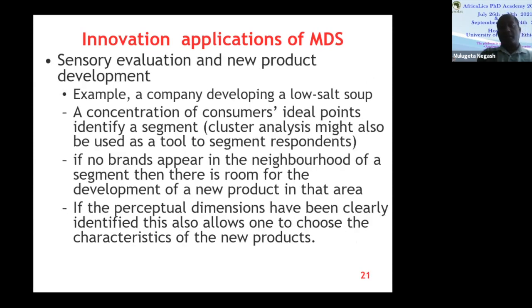A company might also develop a concentration of consumer ideal points to identify a segment. An organization might have 100,000 customers. These 100,000 customers might require different types of brands. It is not possible to have 100,000 items, so we need to do cluster analysis. These 100,000 customers can be classified into 10 segments. So for 10 segments, 10 different types of brands can be introduced by what we call the unfolding procedure.